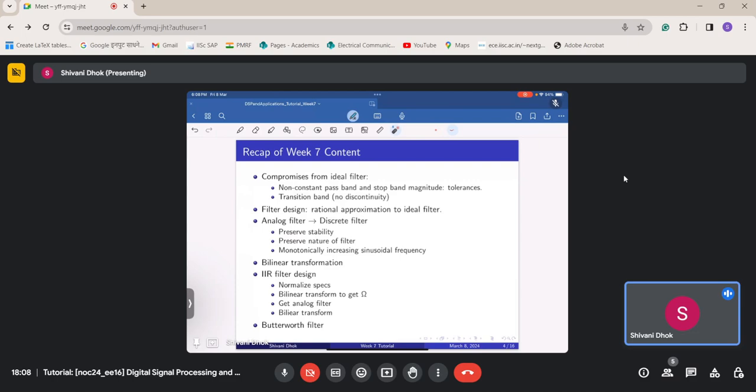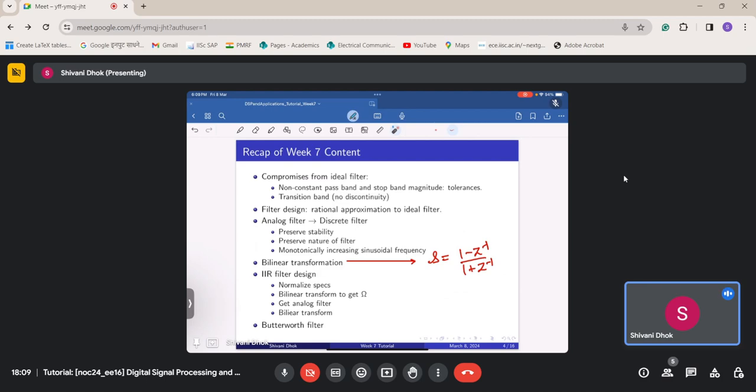Another thing is we want a monotonically increasing mapping of sinusoidal frequency. We have this omega in the analog domain and small omega in the discrete domain. These should be related by a monotonically increasing function, and it should be a one-to-one function. One such transform which helps us is the bilinear transform, given by s equal to (1 minus z inverse) upon (1 plus z inverse), and this satisfies all these properties.